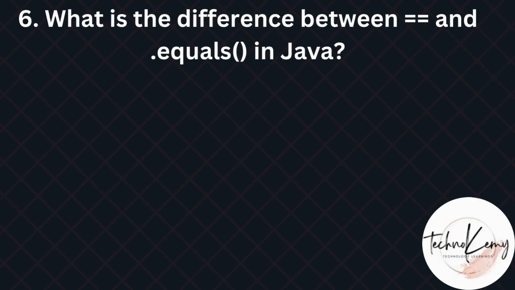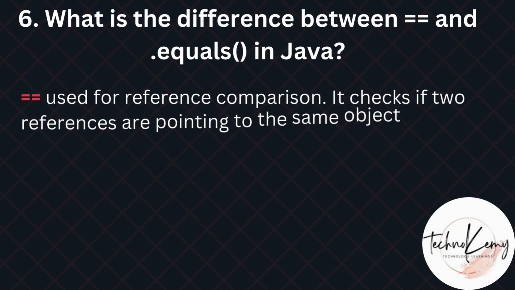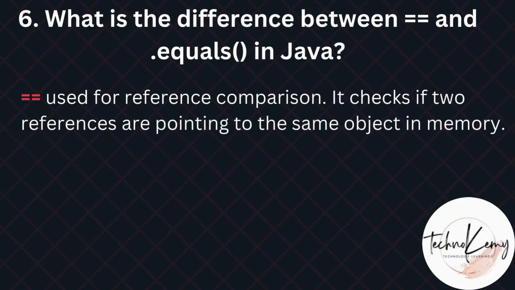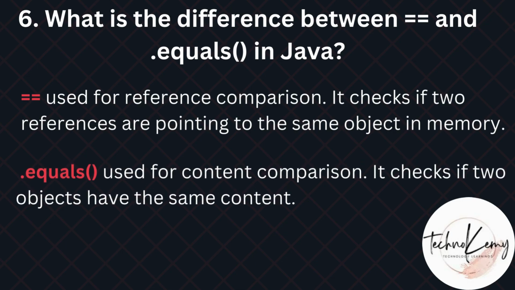Question number 6. What is the difference between the double equal operator and the dot equals method in Java? The double equal operator is used to compare the references of two objects. It checks if two references are pointing to the same object in the memory location. However, the dot equals method is used to compare the content of two objects. It checks if the content of two objects is equal or not.